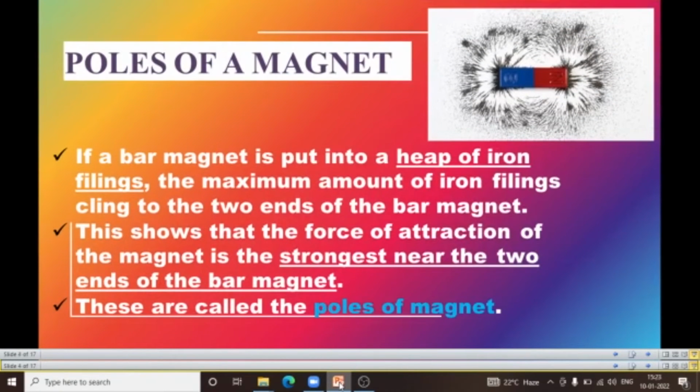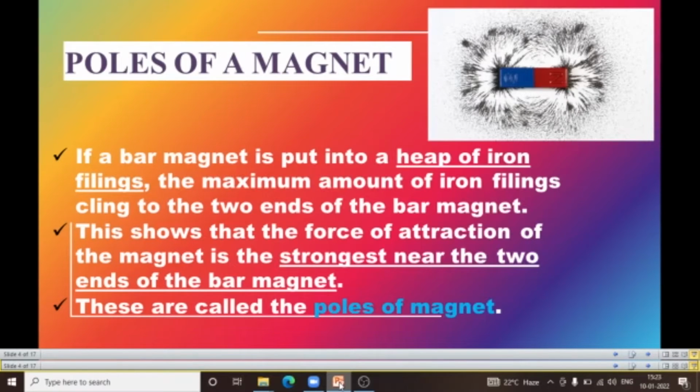Poles of a magnet. What do you mean by poles of a magnet? Poles of a magnet is nothing but the two ends of the magnet. Consider a running race. There is a starting point and also an ending point. In a similar way, a magnet has two ends. So that is so called poles of a magnet.